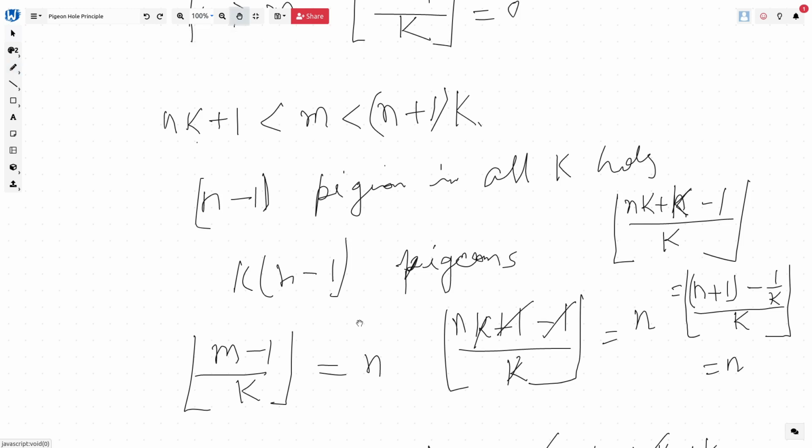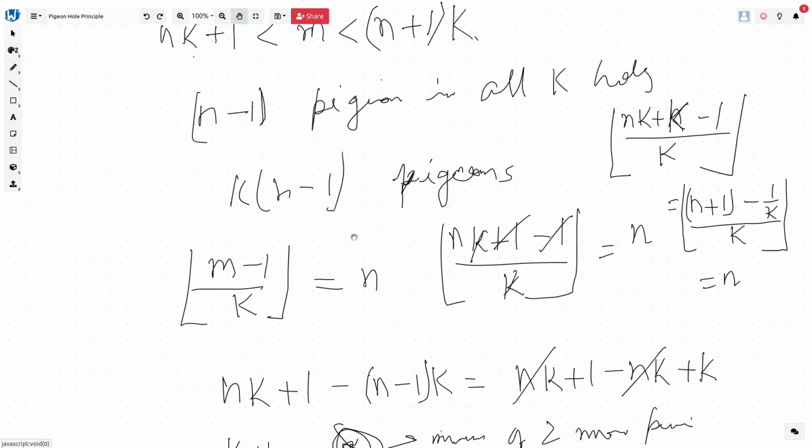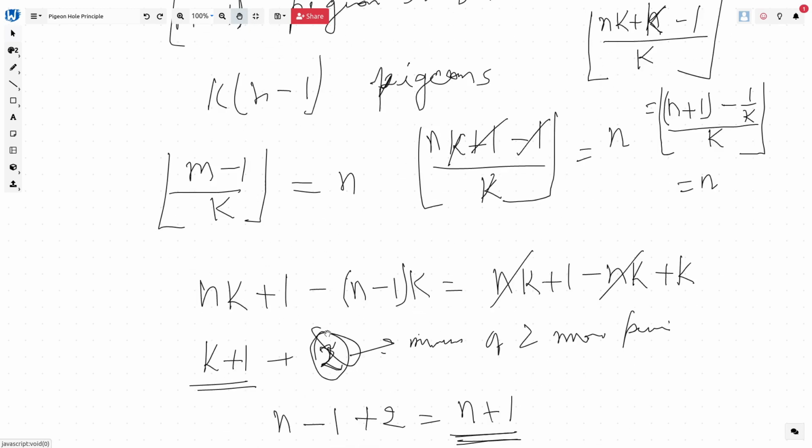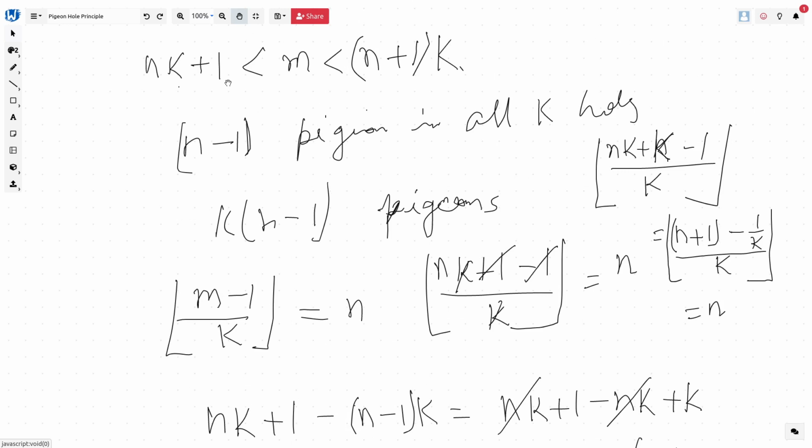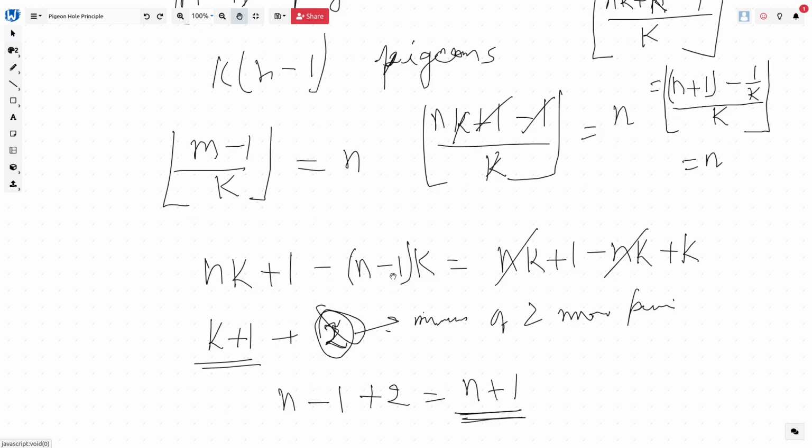Now what we'll do is first place n minus 1 pigeons in all the holes, right? So how many pigeons are we left with now? The minimum number of pigeons we have is nk plus 1. So nk plus 1 minus (n minus 1) into k is nothing but 1 plus k. So at least there will be 2 pigeons left to be placed in one hole, right? Because k is a positive integer greater than 1.